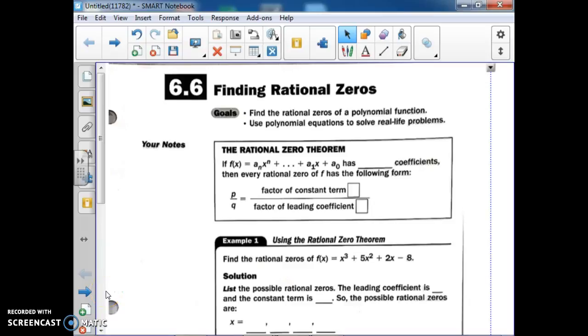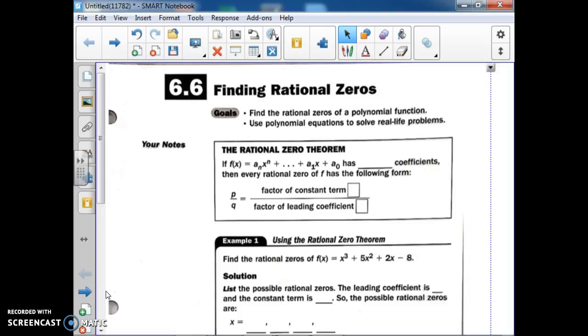All right, so today we're going to be learning about the rational zero theorem. The rational zero theorem basically just tells you that there are integer coefficients inside a polynomial that will give you all of the possible rational zeros of a polynomial.